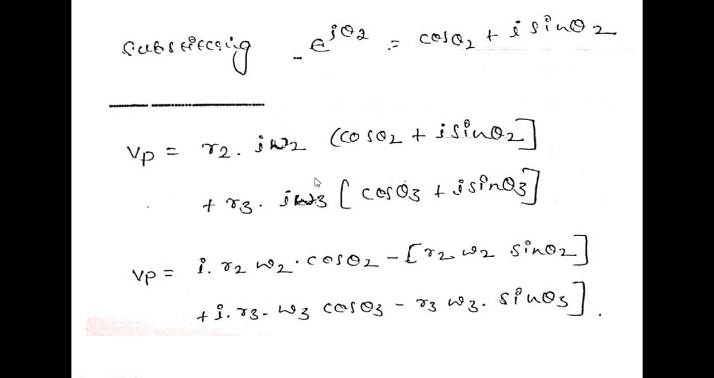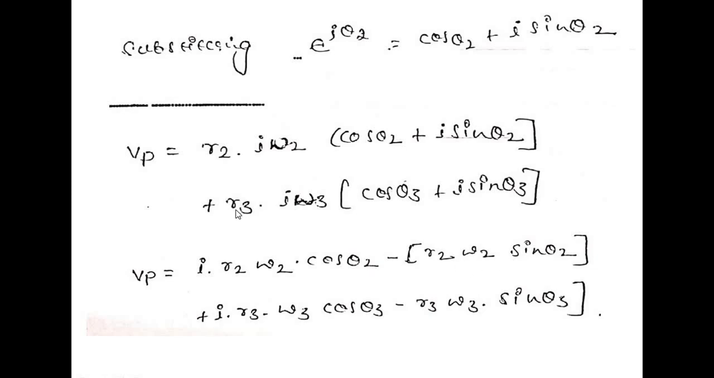Here we will separate the terms like this. I R2 omega 2, we separate the terms in the bracket and cross multiply, so we get I R2 omega 2 cos theta 2. This I into this I, the imaginary number, will be I square, which is minus 1, so minus R2 omega 2 sin theta 2. So this will come like this.